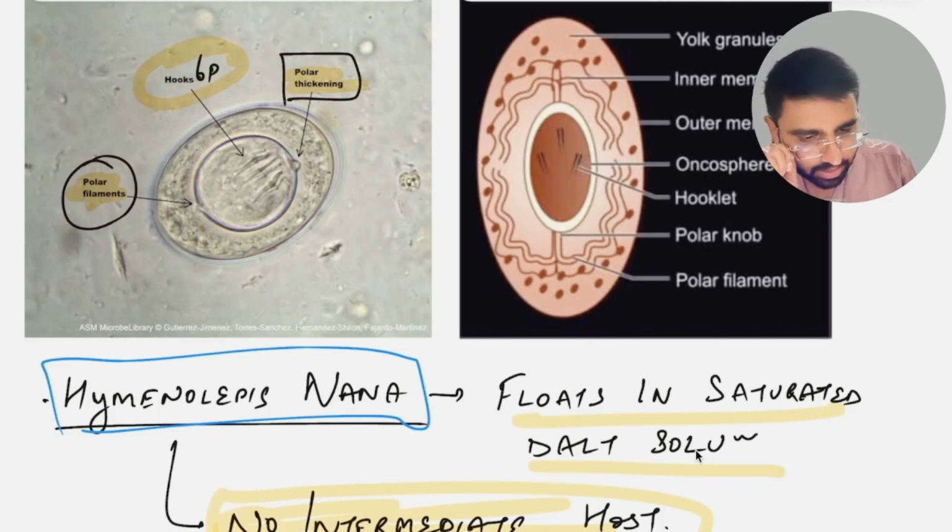This is the diagram of H. nana, and these are the yolk granules. And the inner membrane, outer membrane, oncosphere, hooklet, polar knob, and polar filament. Please remember there are 6 pairs of hooks.